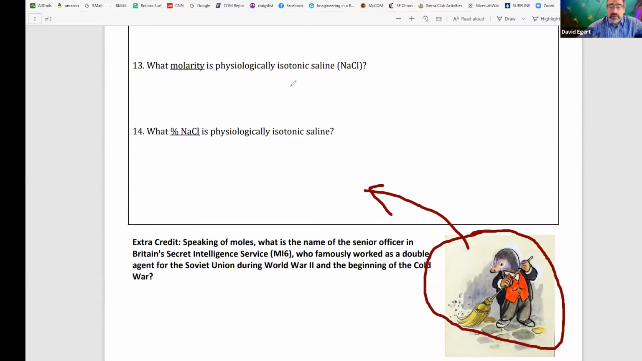Yeah, some people got perfect scores or more than 100% because you got an extra half a point if you got Kim Philby here. So it was possible to get 15.5. The scoring for this thing was 1 point for each of them, except you got 2 points for the osmolarity one because that had 2 parts.